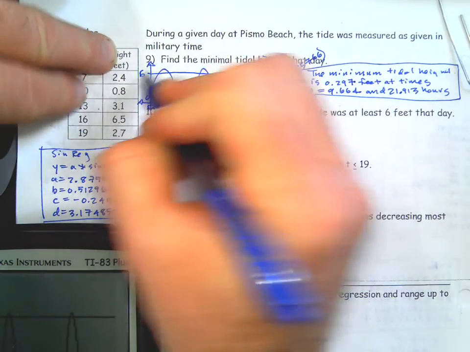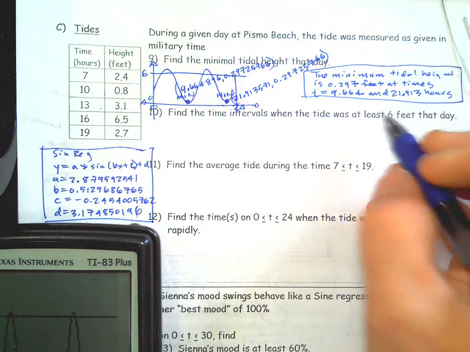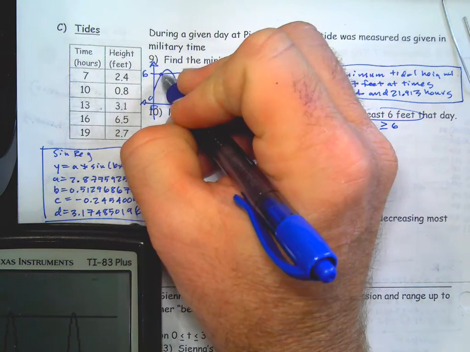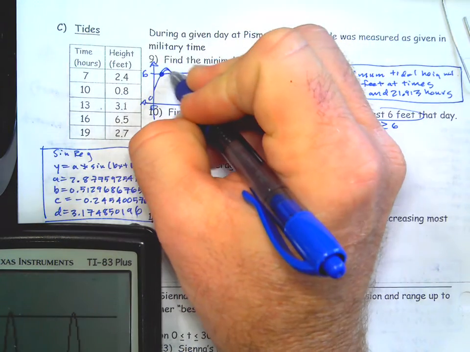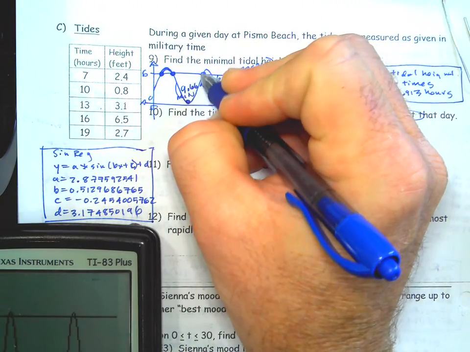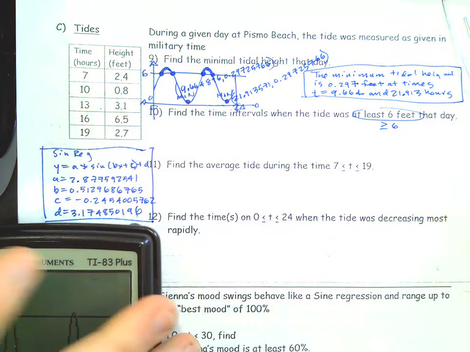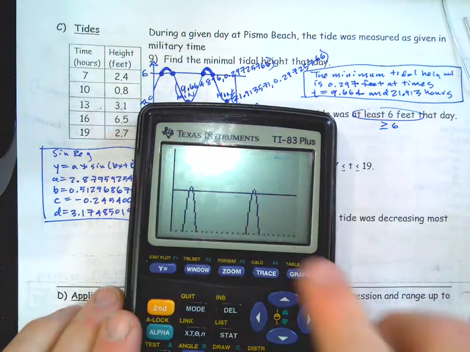So now I'm going to emphasize that on my little sketch right here. Here's the 6, and it says is at least 6 feet. That's greater than or equal to 6, so these are going to be solid dots, and it's going to be this chunk of the graph. So you're showing me right now what your answer is visually. Now you just got to figure out what those numbers are and write your answer in interval notation. So we got to find these intersections.